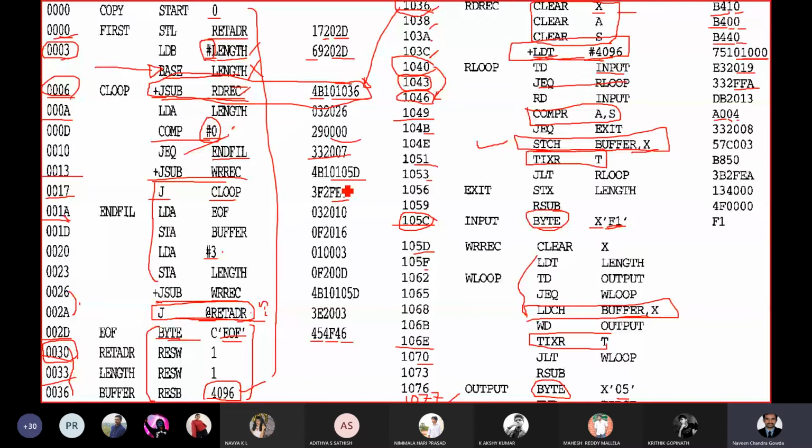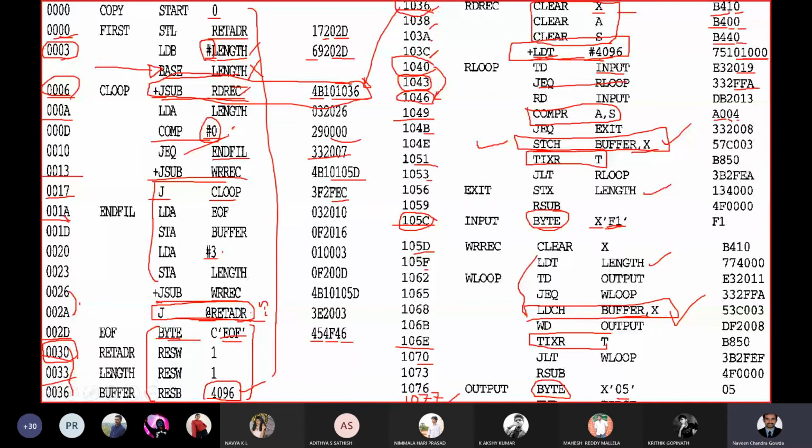But we have four different instructions here, which I have ticked: STCH BUFFER,X; STX LENGTH; LDT LENGTH; and LDCH BUFFER,X. These four instructions belong to base relative addressing. I repeat, they belong to base relative addressing. For your understanding, let me show you clearly how it is base relative. Before that, am I clear till here, my dear students? Whatever I told till now.